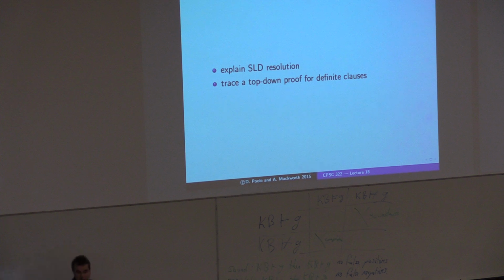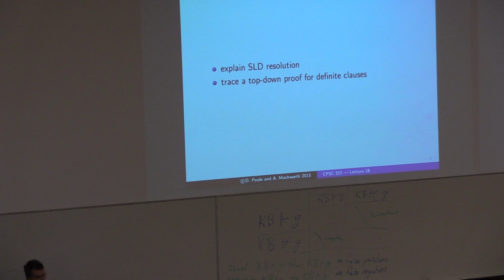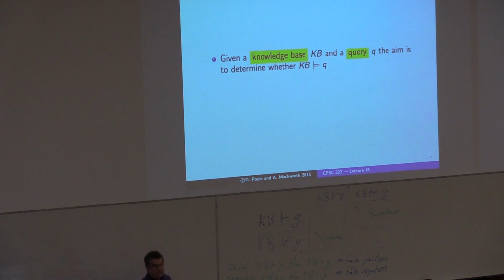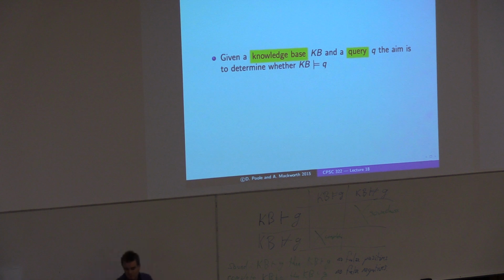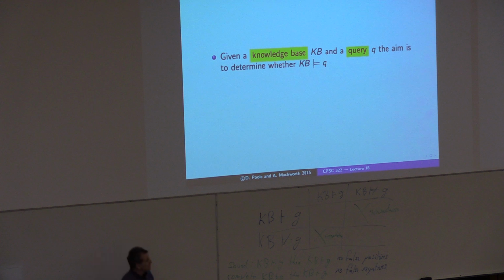All right. So what we're going to do is a top-down proof procedure, a different sort of proof procedure than we did before. It's called SLD resolution. We're going to be able to trace this top-down proof for definite clauses. When we did it before, we essentially derived everything that could possibly be true from this knowledge. In the bottom-up proof procedure, we derived everything that could possibly be true. And as you can imagine, for big domains or systems, deriving everything that's possibly true is a bit much.